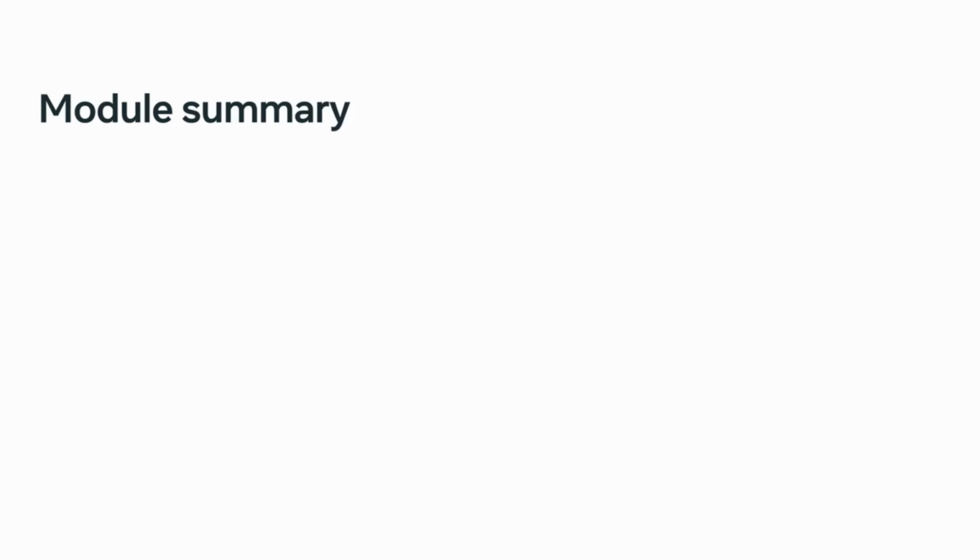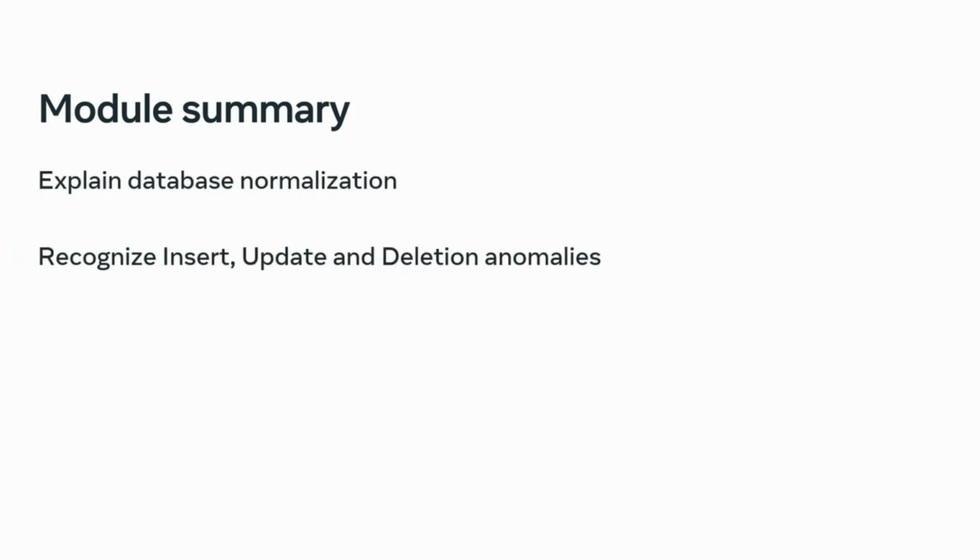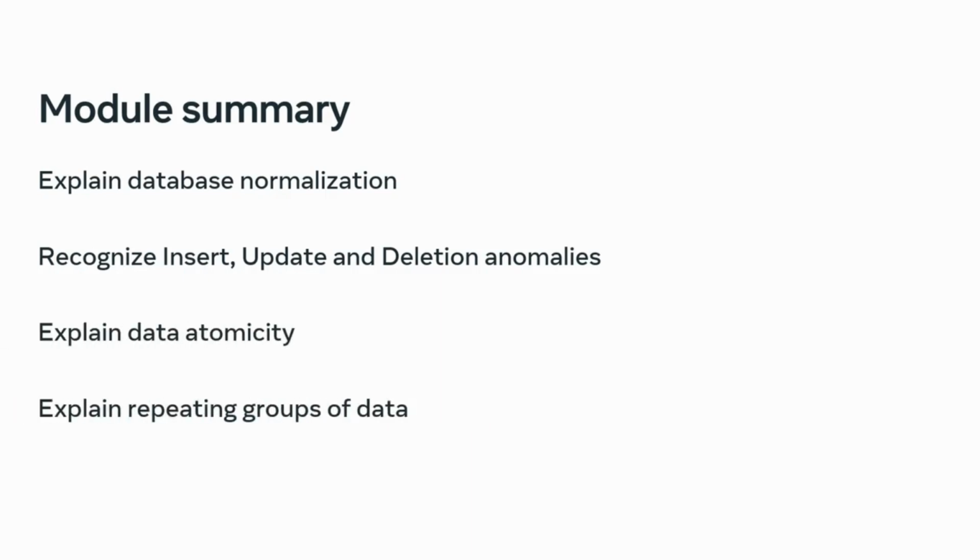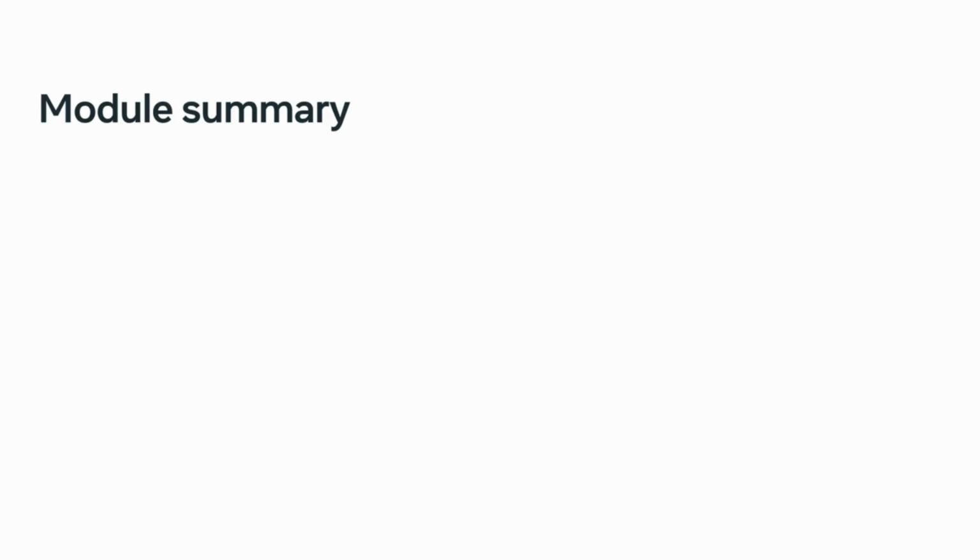The last lesson covered database normalization. Normalization is the process of converting a large table into multiple tables to reduce data redundancy. You should now be able to explain database normalization, recognize insert, update, and deletion anomalies, explain the atomicity concept and describe the repeating groups of data problem. And you should now know how to design a database in first, second, and third normal form, and explain the concepts of functional, partial, and transitive dependency.